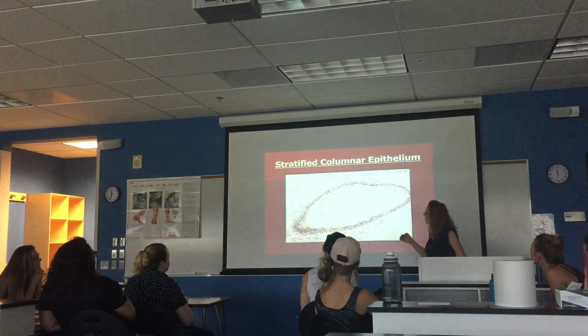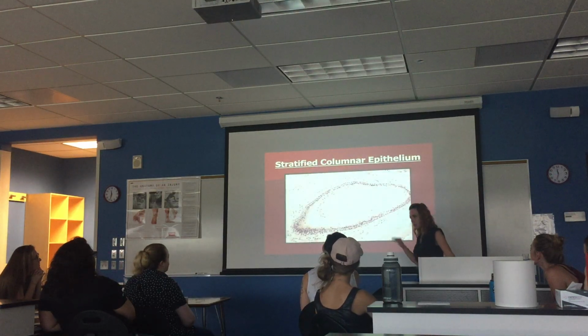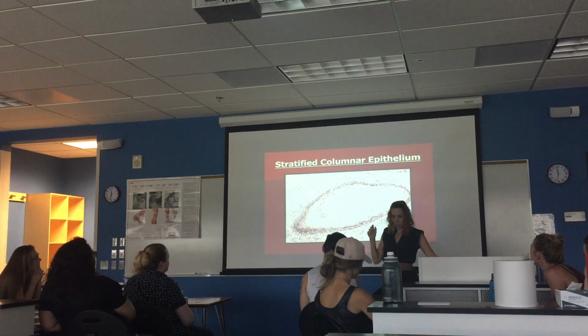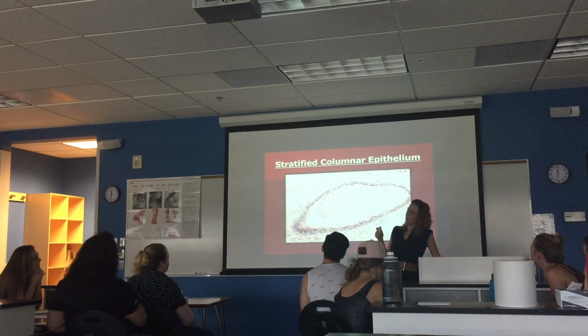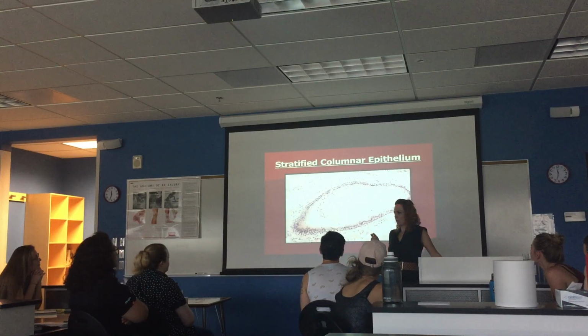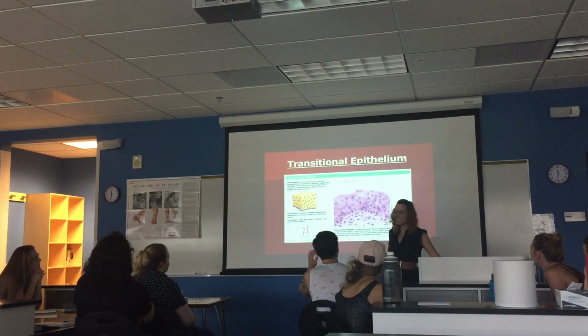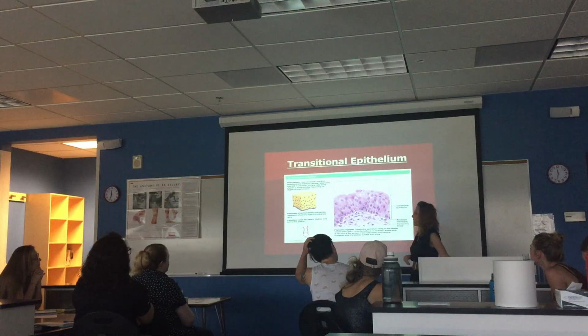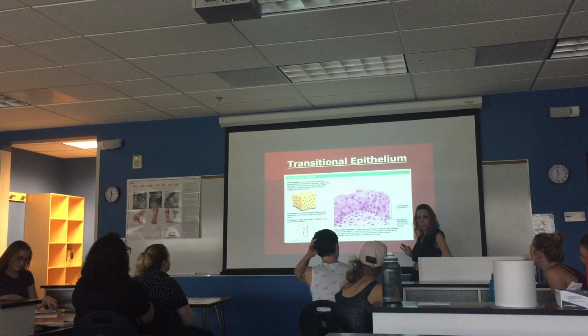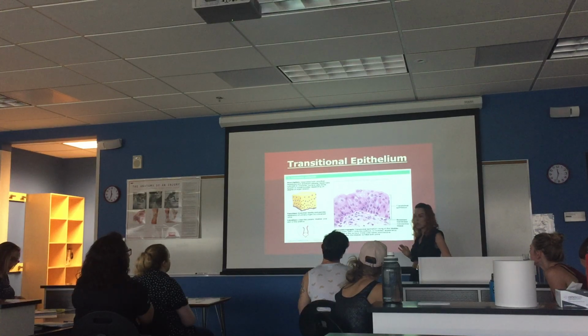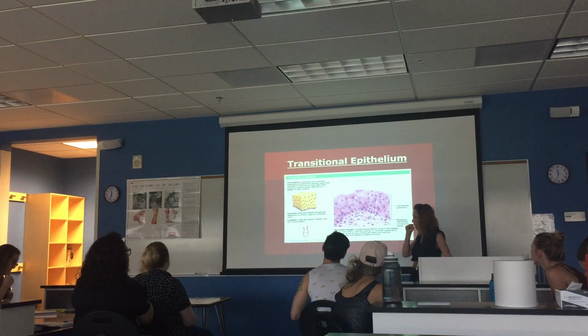Stratified cuboidal and stratified columnar exist in the body in very small and rare quantities. And I don't have slides for them, so we're not worried about it. You know they exist, but we're moving. Transitional is a stratified epithelial tissue specifically lining the urinary organs. Okay, so the ureters exiting the kidneys, the urinary bladder, and a portion of the urethra.